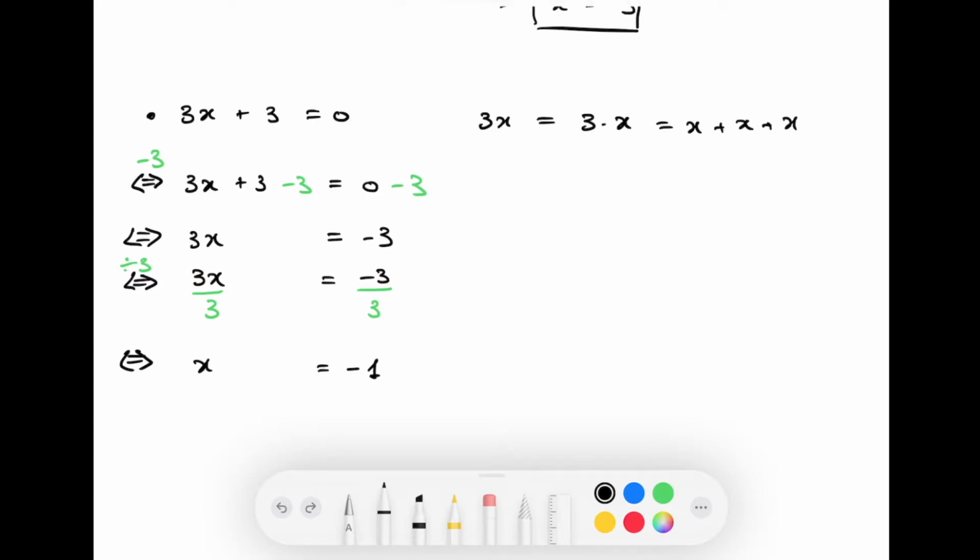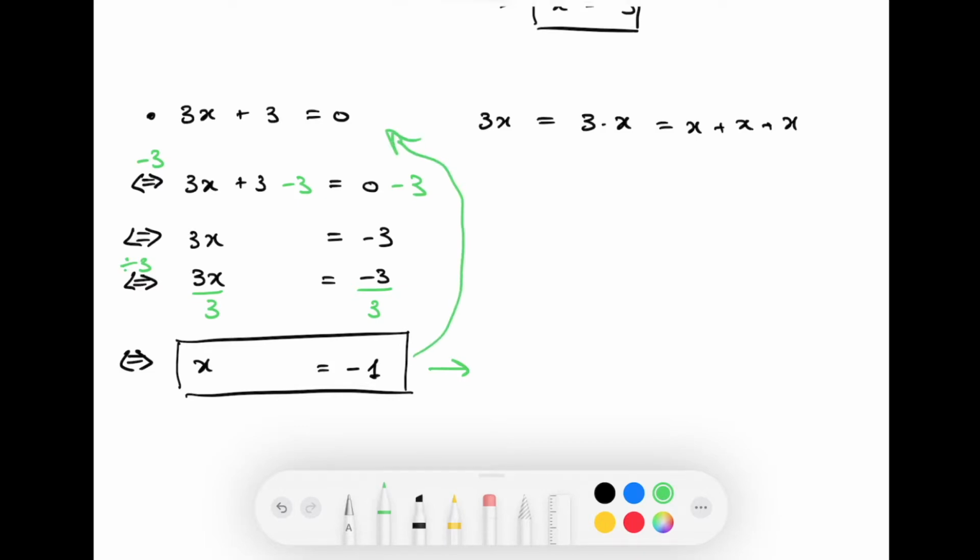And there we have our answer. X is equal to minus 1. What's always a good idea to do at this point is to see if we didn't make any mistakes. So how do we do this? Well, simply by substituting our answer into the original equation, the original problem that we had.